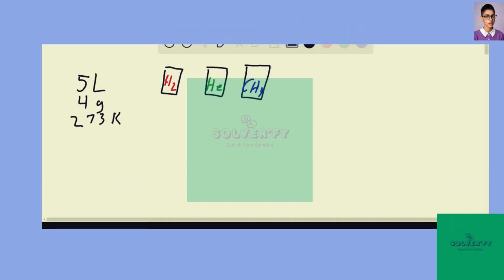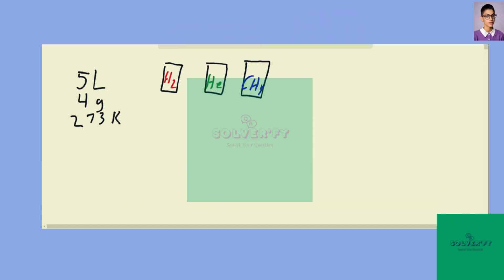In this problem, we're going to compare three gases: hydrogen, helium, and CH4, which is methane. What we know about these is that all of them are in 5-liter containers. They all have the equivalent of 4 grams of gas in them. They are all at 273 Kelvin. We say degrees for Celsius and Fahrenheit, but not for Kelvin.